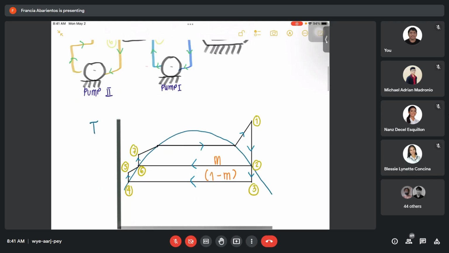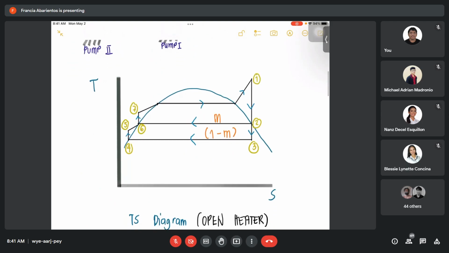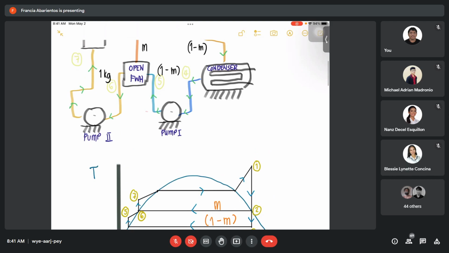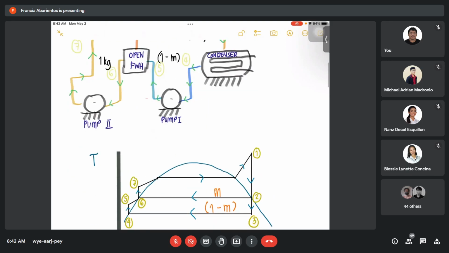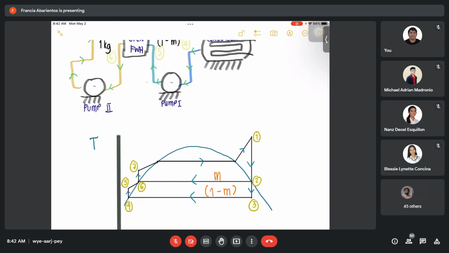Ayan. So, this is now the TS diagram. As you can see, from process 7 to 1, that is the boiler. Dito yung class, nakalimutan ko yung 1. Ayan, sulat natin dito yung 1 kilogram mass entering.